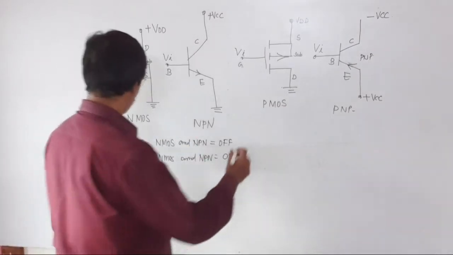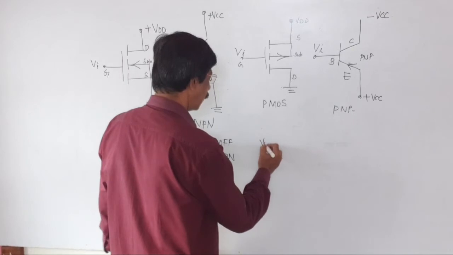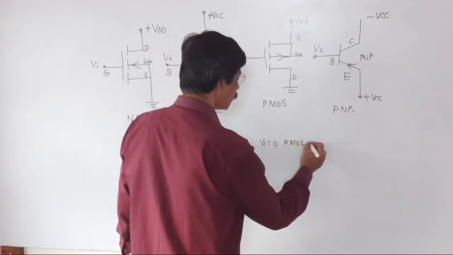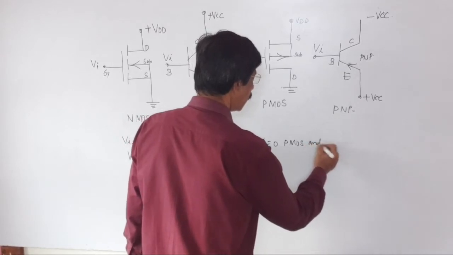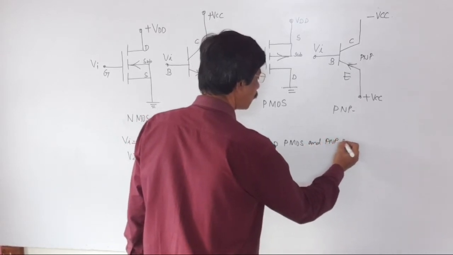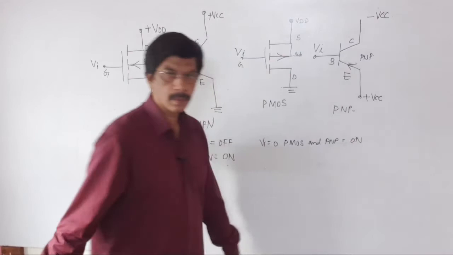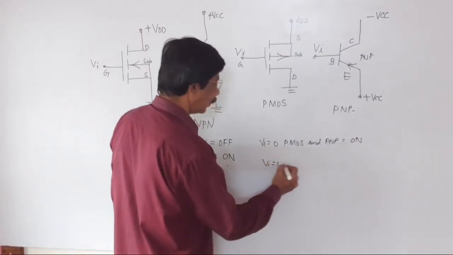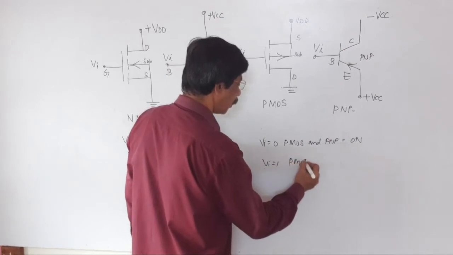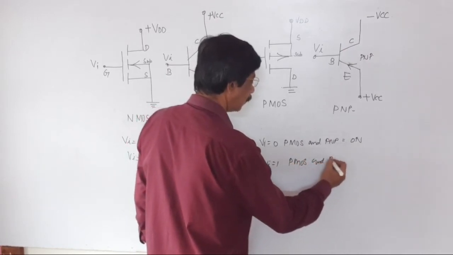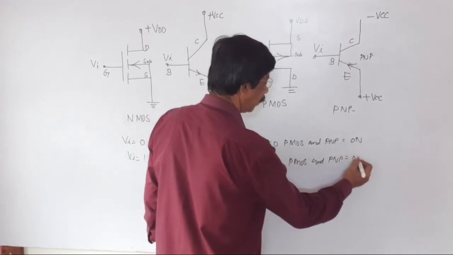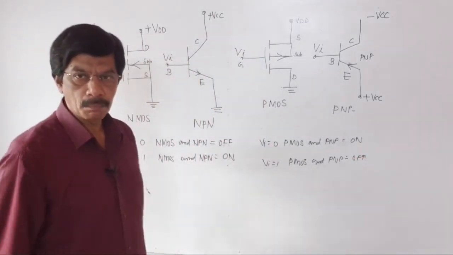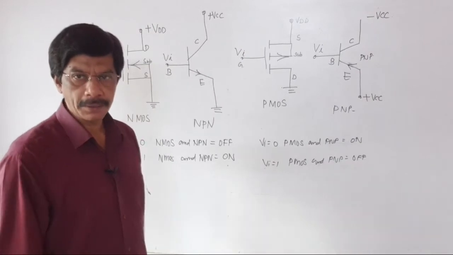Similarly, when Vi is equal to 0, the PMOS and PNP transistor become on. When Vi is equal to 1, PMOS and PNP transistor are in the off condition. This is a very important operation of MOS and bipolar junction transistor.